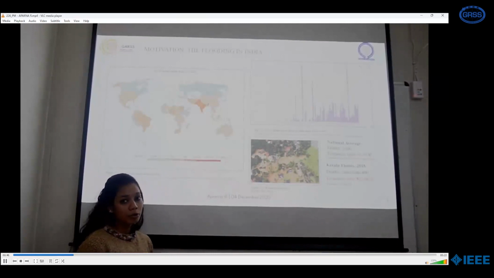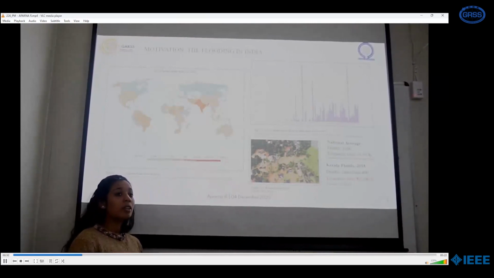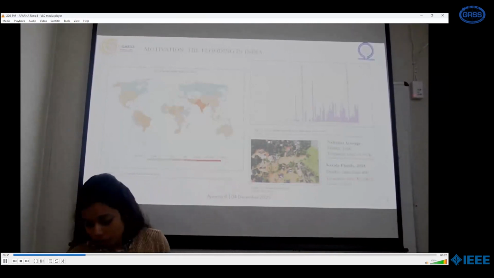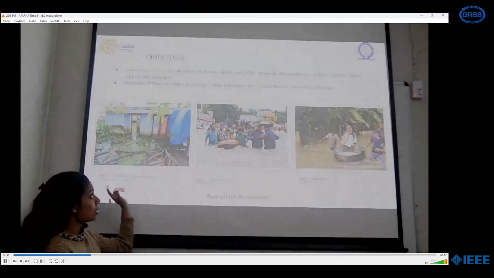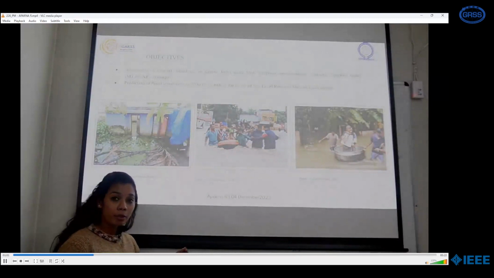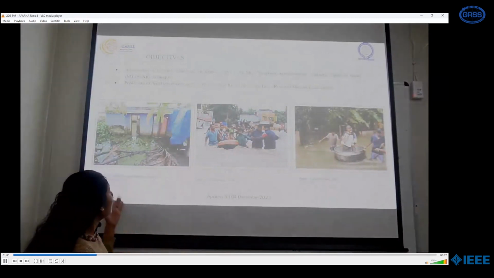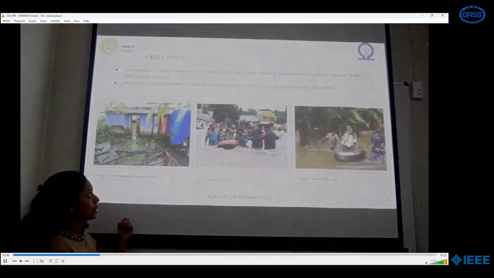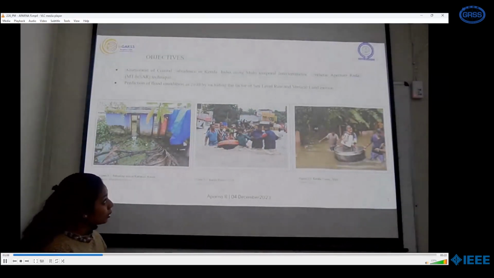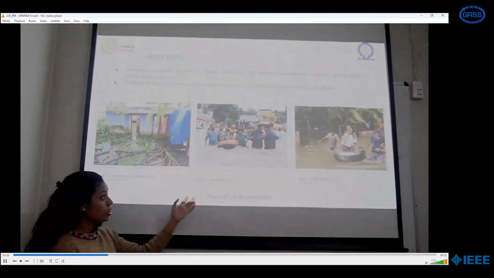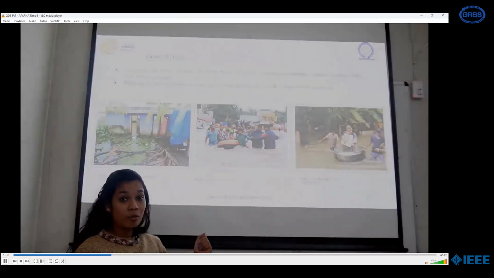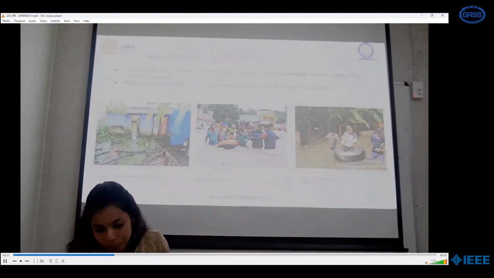Although flooding is my motivation, I am more interested in looking at the coastal subsidence and the sea level rise scenario in Kerala and coming up with a flood inundation map for the future. So these are my objectives: assessment of coastal subsidence in India using the multi-temporal interferometric synthetic aperture radar technique, and also a prediction of flood inundation in the year 2100 by including the factors of sea level rise and vertical motion. These images depict the situation of the Kerala floods of 2018.